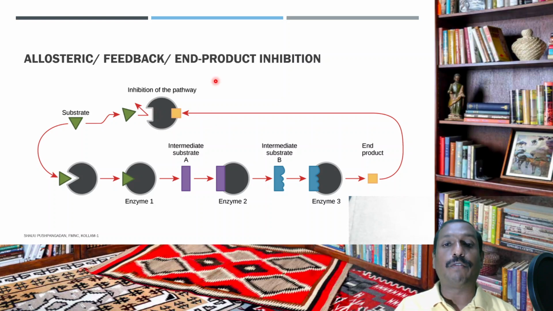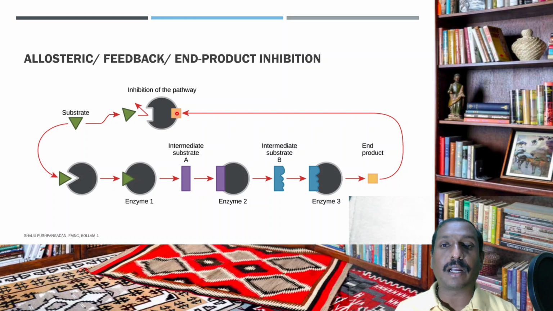So this is the kind of inhibitor. Here, the end product is the inhibitor. The end product of the sequence is the inhibitor. It inhibits in such a way that it binds with a site, not the active site, of the first enzyme, and thereby changes the conformation of the active site of the first enzyme, so that the first substrate cannot bind with the first enzyme, leading to the suppression of the complete sequence of biochemical reactions. So this kind of inhibition is called allosteric inhibition, or feedback inhibition, or end product inhibition.